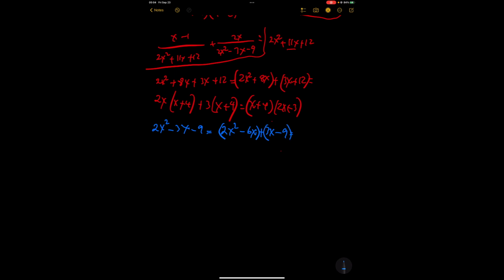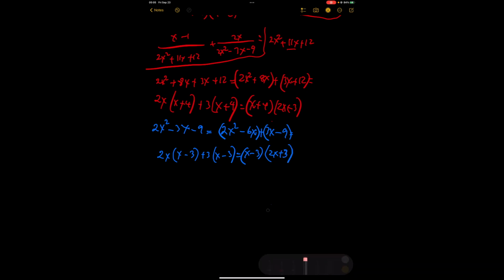So I'm going to put those two together and these two together. I'm going to factor out 2x from the first pair, and I'm going to factor out the 3, and I get x minus 3. So I get x minus 3 times 2x plus 3. And now I have the second denominator right here.